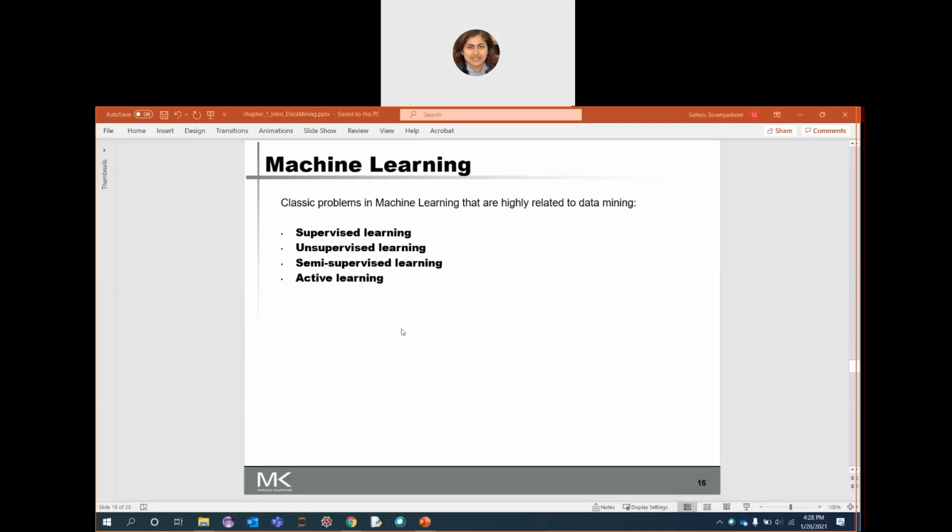Then next, some of the important concepts to be covered. Machine learning is highly related to your data mining. It's really important, and for data mining you need to learn different types of machine learning, and these are the four different types. Supervised learning, whose other name is classification, means the supervision in the learning comes from the labeled examples in a given data set.